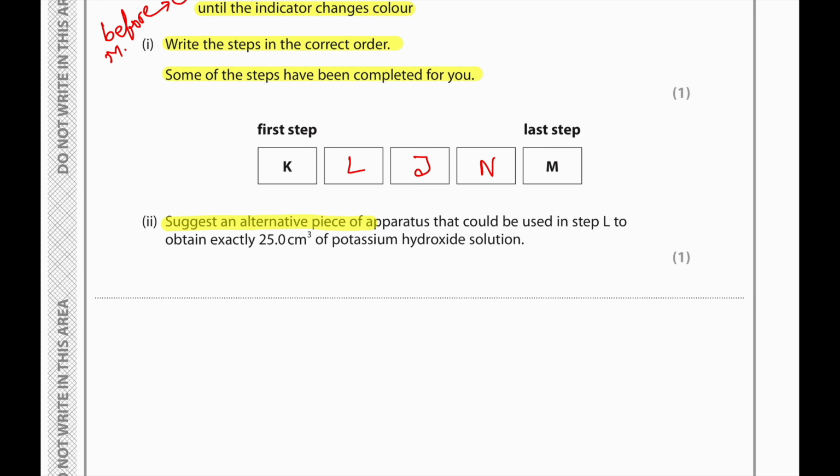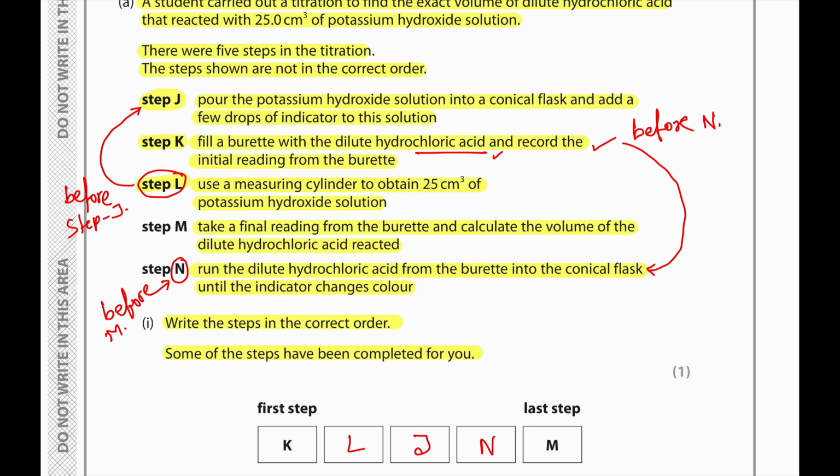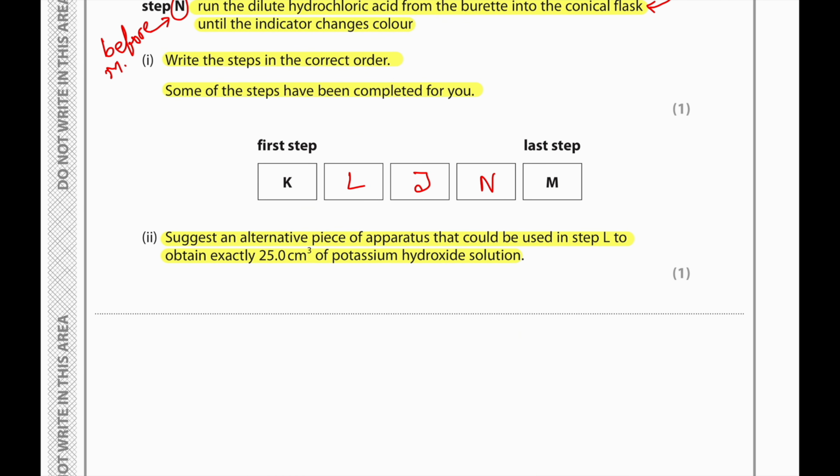Suggest an alternative piece of apparatus that could be used in step L to obtain exactly 25 cm³ of potassium hydroxide solution. Instead of using a measuring cylinder, as measuring cylinders are quite inaccurate, to measure an exact volume which is needed for titration, we can use a pipette.